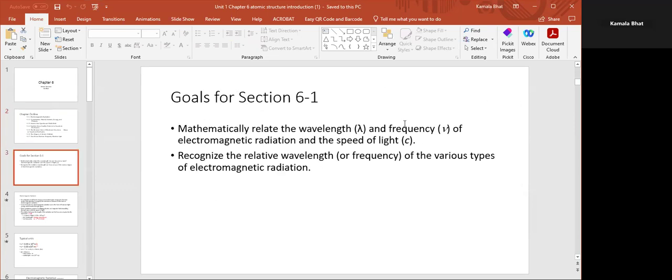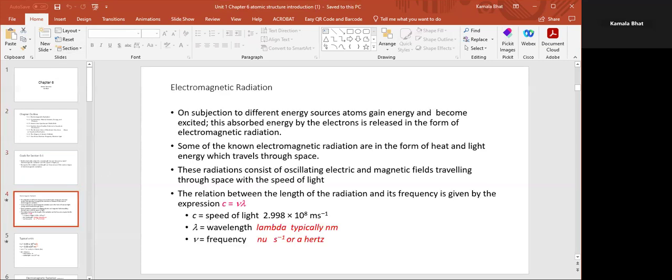First, we go to the section. The goals for section 1: Mathematically, we relate the wavelength and frequency of electromagnetic radiation and the speed of light. Recognize the relative wavelength or frequency of the various types of electromagnetic radiation.